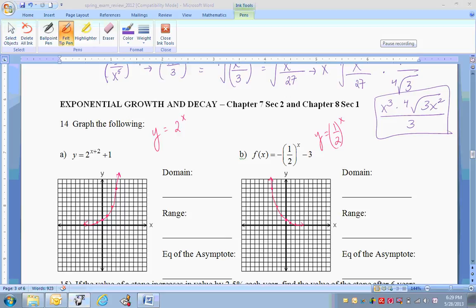On number 14, they're asking us to graph exponential growth and decay functions. And in part A, they've given us the equation y equals 2 raised to the x plus 2 plus 1. And the parent function is y equals 2 raised to the x. And I've graphed that in pink. Well, this plus 2 with the x tells me I'm going to shift left 2. And this plus 1 out in the back means I'm going to shift up 1. So I'm going to take every point from my parent function and shift left 2 and up 1.